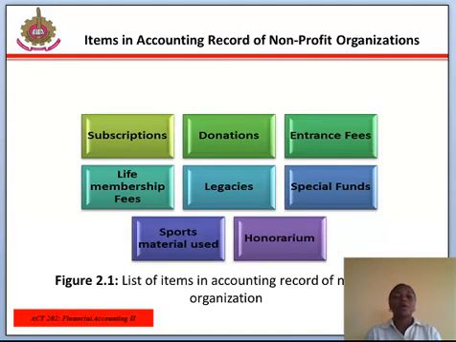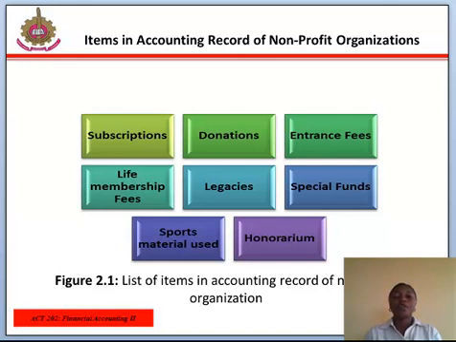Items in accounting record of non-profit organizations or non-trading organizations. The following are the items in the accounting records of a non-profit organization. 1. Subscriptions. 2. Donations. 3. Entrance fees. 4. Life membership fees. 5. Legacies. 6. Special funds. 7. Sports materials used. And lastly, honorarium. Now let's take this one after the other.